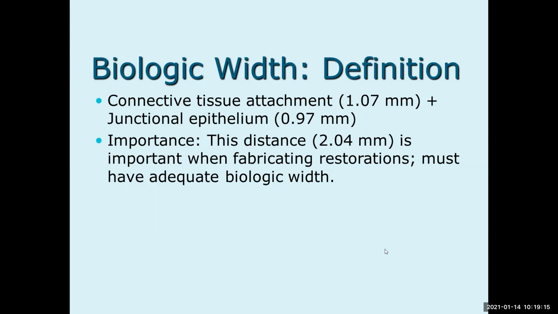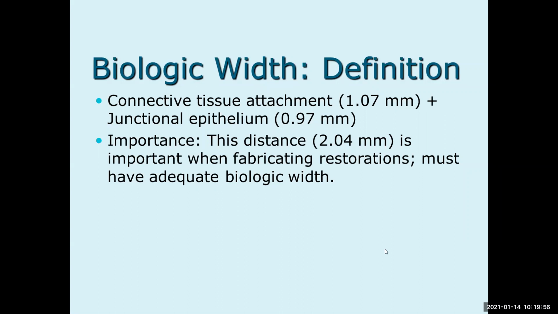So we've got our biological width that we've talked about in previous courses, and that's connective tissue attachment. It's about 1 millimeter or 1.07 millimeters plus the junctional attachment of 0.97. So we're just rounding up saying it's 2 millimeters. The importance is it's the distance, 2.04 millimeters, that is important when fabricating restorations because they must have an adequate biological width. So when the dentist is fabricating any type of restoration, they have to take that biological width into consideration.